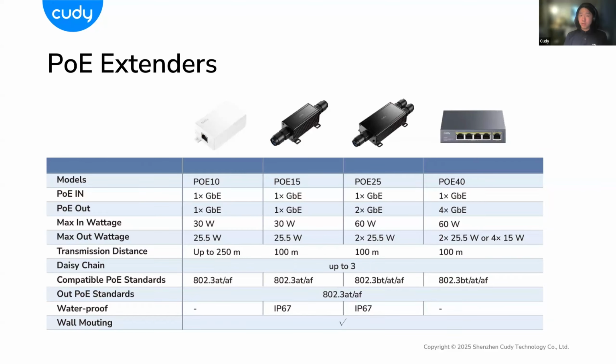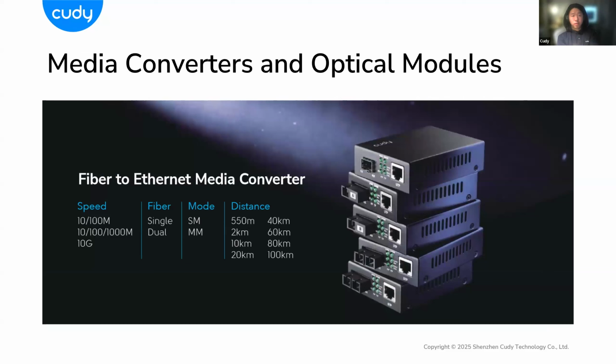So on this screen, you see there are 4 models of PoE extenders we provide. So very easy to understand, right? Don't need extra explanations. So the last product categories we introduce today are the media converters and optical modules. It's about fiber to Ethernet conversion, like from fiber to Ethernet, from other formats to Ethernet. It's about media converters.